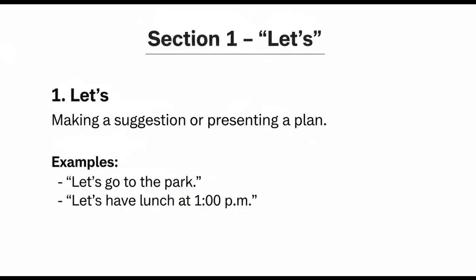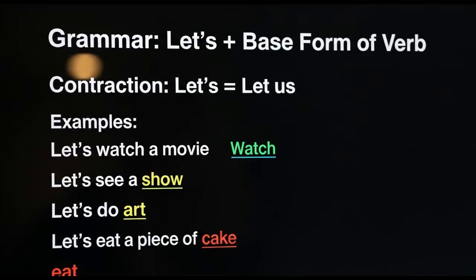My second example is, let's have lunch at 1 p.m. This means my idea or suggestion is that we should have lunch together at that time. Now, it's really important that you notice the apostrophe here. Without this apostrophe, let's has a totally different meaning, and I'll explain that in a moment.